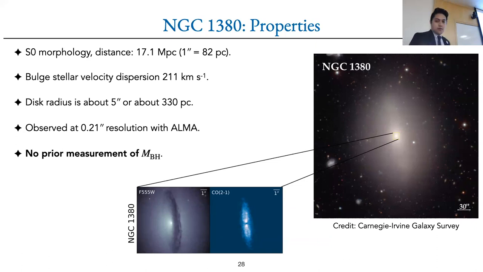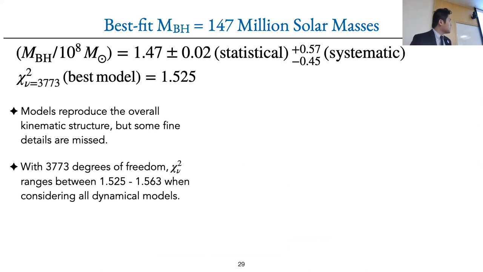I'm going to give you the punchline first. The black hole in that system is about 147 million times the mass of the sun. Now I have here the statistical uncertainty, which is rather small. It's only between 1% and 2% of the best fitting value, but there is a fairly large systematic uncertainty, which I will get into in the coming slides. And again, our goodness of fit measure, the reduced chi-squared, is about 1.5, which sounds good, but when we consider the degrees of freedom, it's not a formally statistically acceptable fit. And so there are some systematic deviations that our models cannot capture in the data.